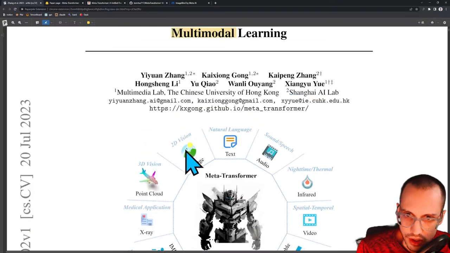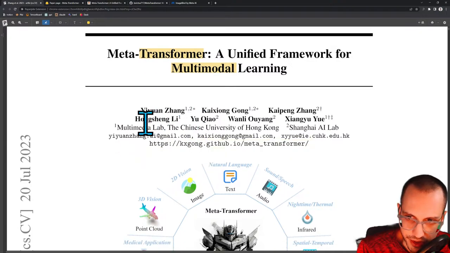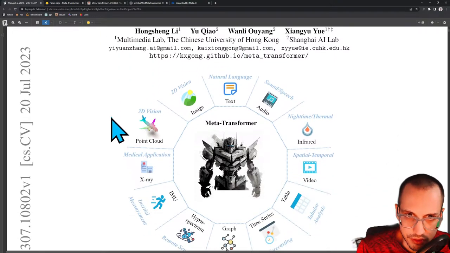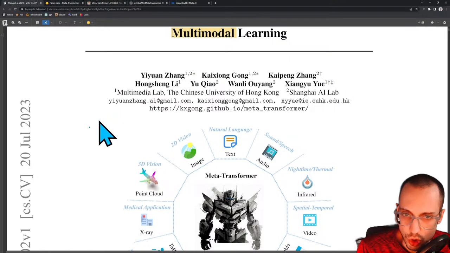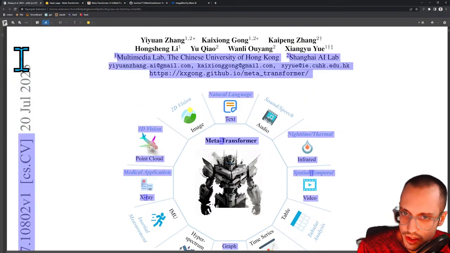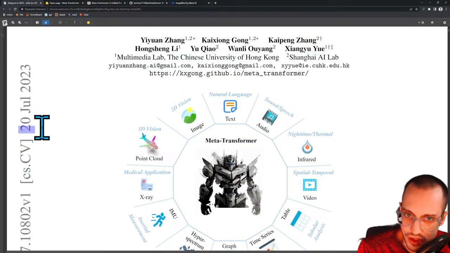Cool. I guess let's look at the group here. So this comes from the Chinese University of Hong Kong at the Multimedia Lab, and then the Shanghai AI Lab. All of these are Gmail accounts, which is kind of interesting. I didn't know they had Gmail. But cool. July 2023, so also relatively recent.